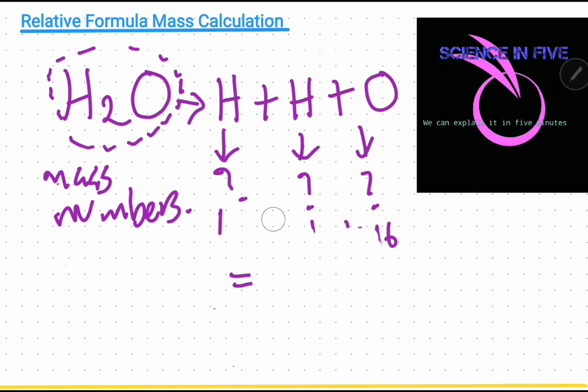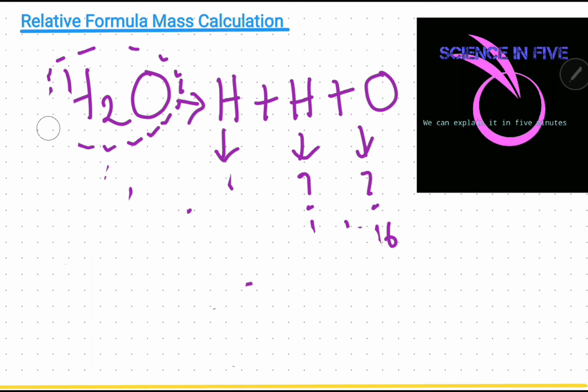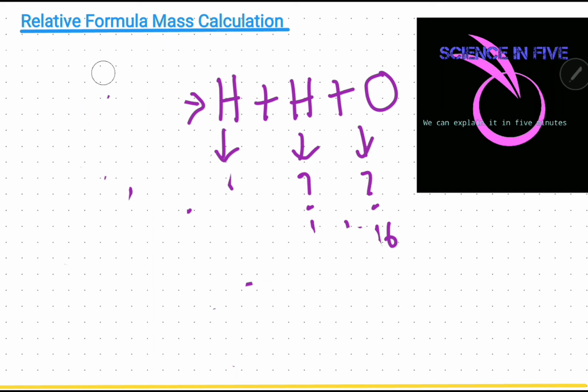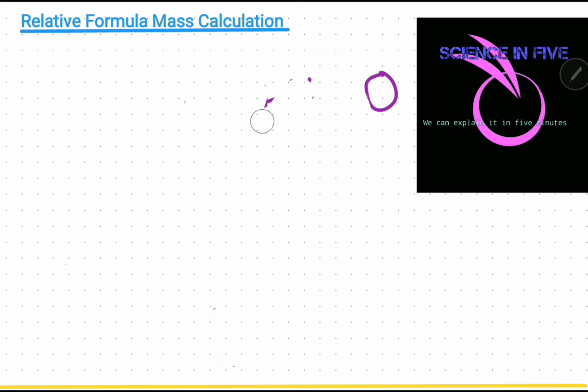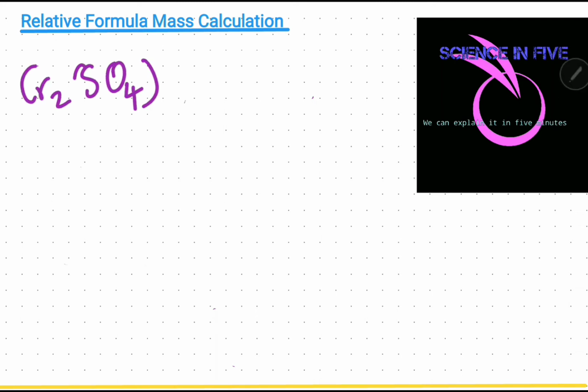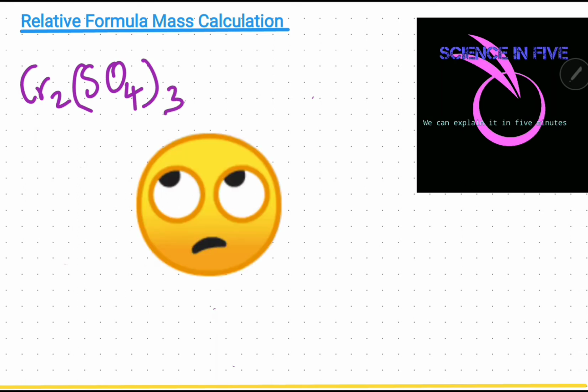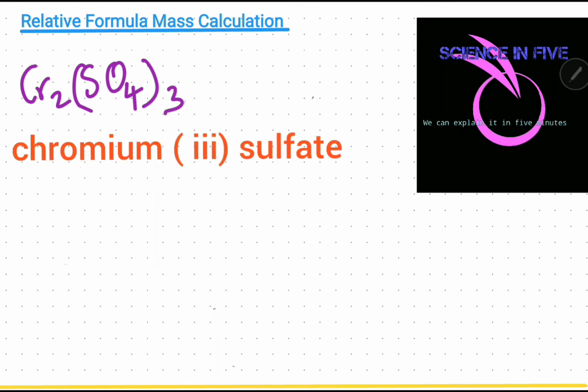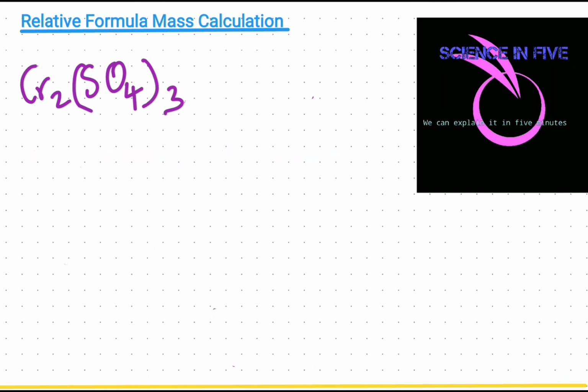Okay, let us proceed quickly to another example. Most chemical formulas that are written in this format are fairly easy to work out because you look at the subscripts and you can easily break down the substance. But in some cases you get substances that have interesting formulas. A case in point is this. This compound is called chromium 3 sulfate. Okay, how am I going to work this out? I just need to find a systematic way of doing it.